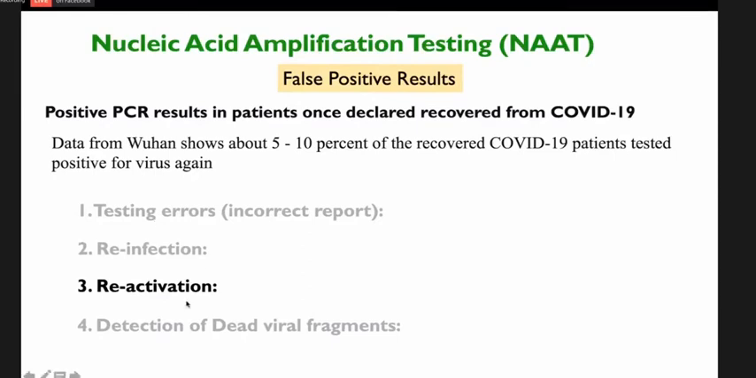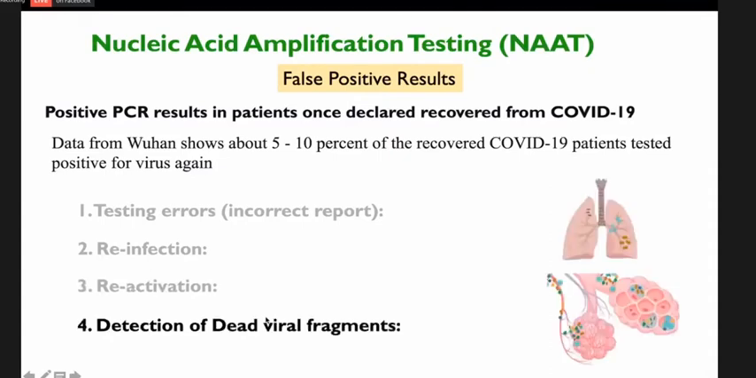The third reason can be reactivation of the virus. In most cases, our immune system is able to destroy the virus. However, in some people, the virus remains inactive for a certain period of time and hidden from our immune system. This inactive virus may get reactivated again when the person's immune system is weakened, so further studies are needed to explore whether COVID-19 also acts by reactivation.